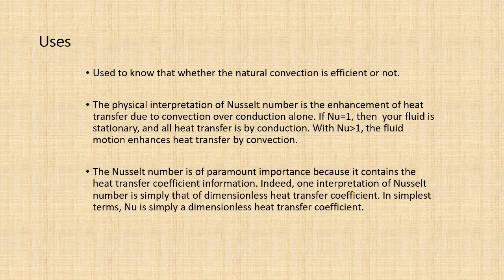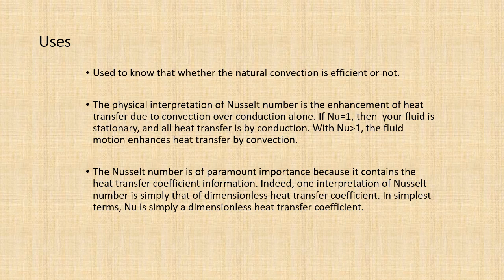Uses of Nusselt number. Nusselt number is used to know whether the natural convection is efficient or not for a particular heat transfer process. The physical interpretation of Nusselt number is the enhancement of heat transfer due to convection over conduction alone. If, for example, Nusselt number is equal to 1, then the fluid is stationary and all heat transfer is taking place with only conduction.